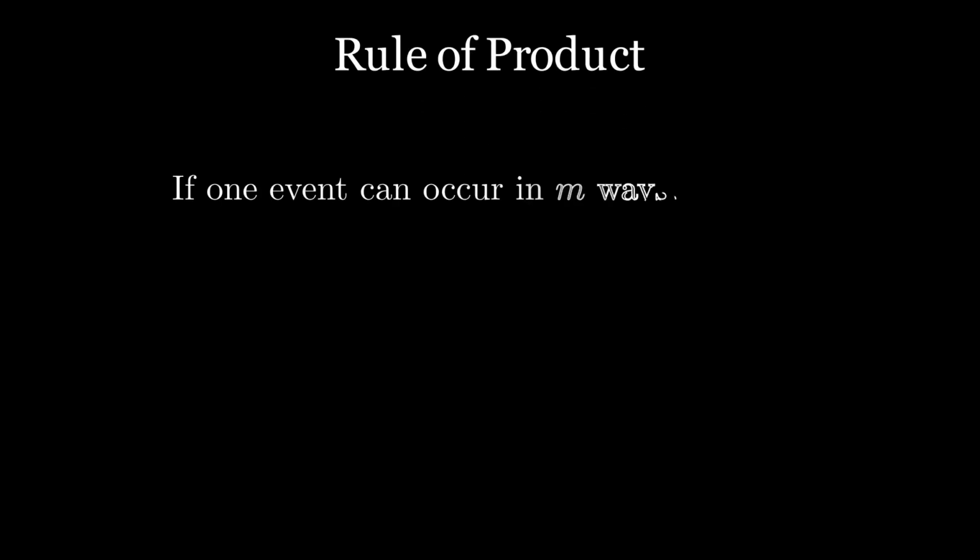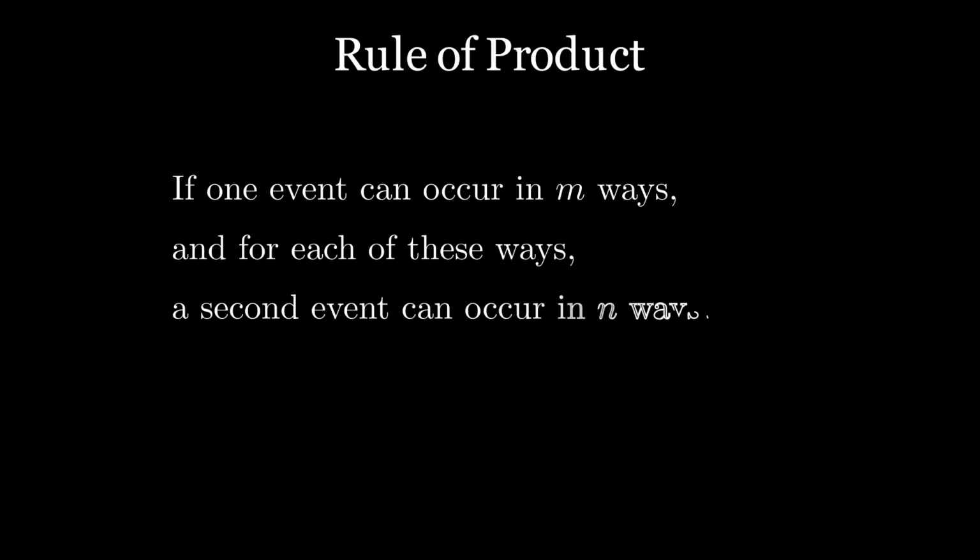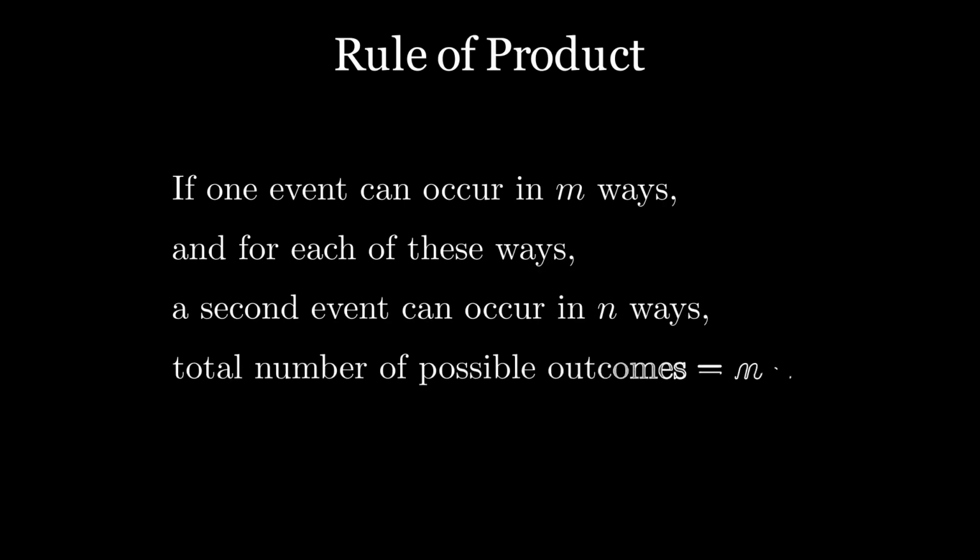Let's start with the rule of product. Before we can talk about where the factorials come from, we need to talk about the fundamental principle of counting, the rule of product. If one event can occur in m ways, and for each of these ways, a second event can occur in n ways, then the total number of outcomes is m times n.